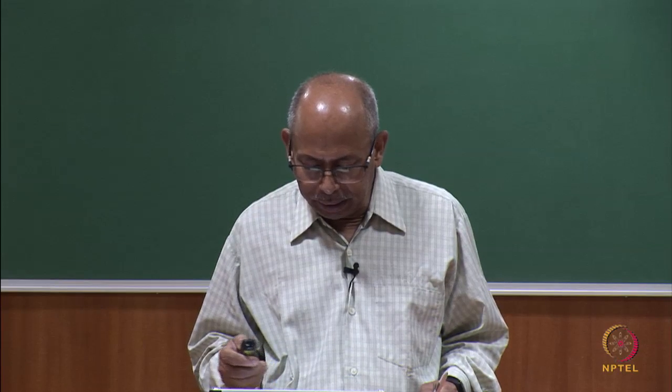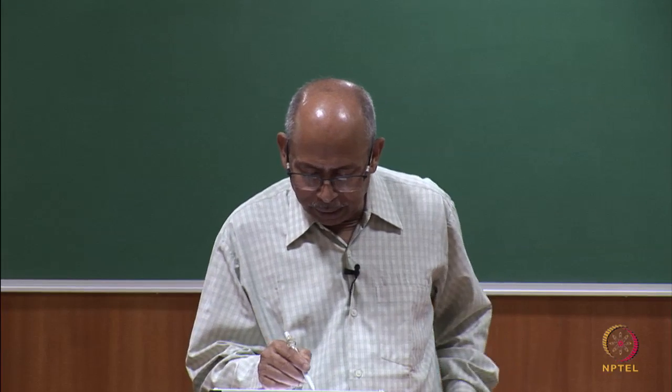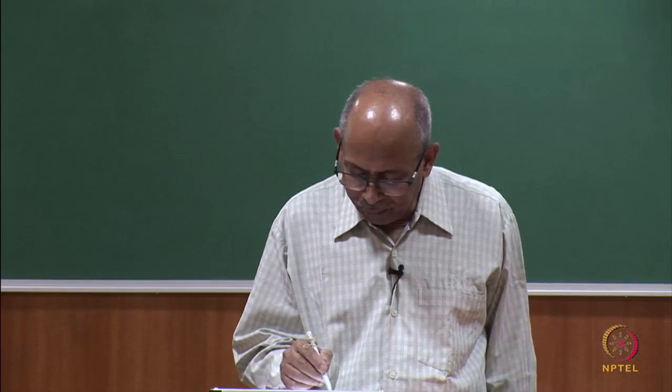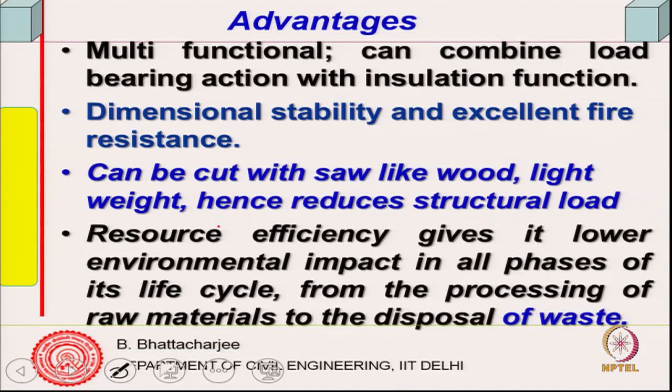So, this is the system, and it will look something like this. This is the production system. Uncured green AAC is here, and on the centimeter scale you can see 9 to 10 centimeters. So, the boards are of this kind of size, right. This is ready to go, there are rails on which it goes and then the autoclave to be rapidly cured. So, it can be fully automated, and basically multifunctional, as I said.